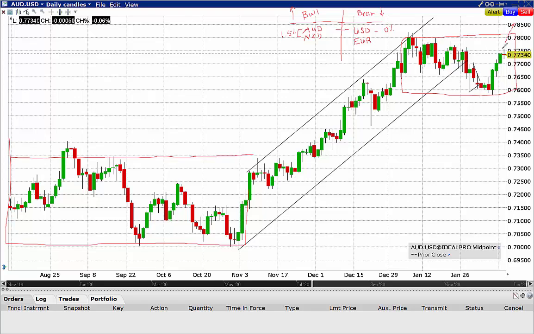So I always break it down like this. Fundamentals tell you what to buy. What do I trade? What do I buy and sell? It's the what. And we've come to the conclusion Aussie up, US dollar down, right? The technicals, the chart, tells you when to do it.